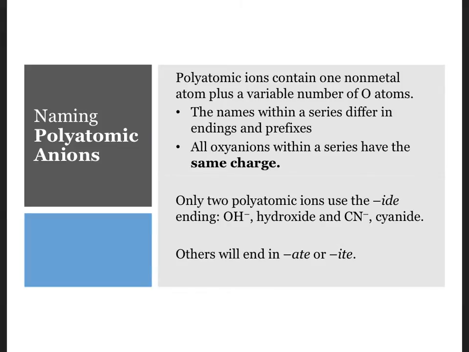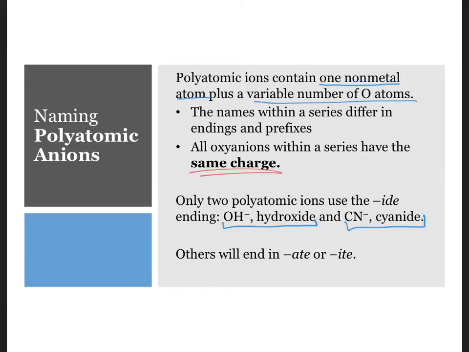Polyatomic anions will contain 1 nonmetal atom and a variable number of oxygen atoms, as noted by changes in the prefixes and suffixes added to the name of the ion. Despite the variable number of oxygens, the charge on the polyatomic ion will remain the same. It's important to be able to recognize these polyatomic ions.